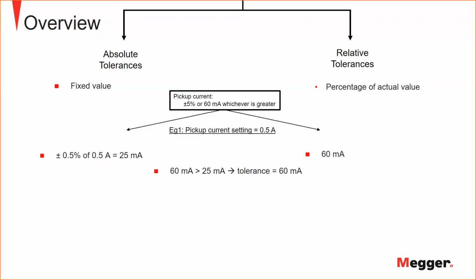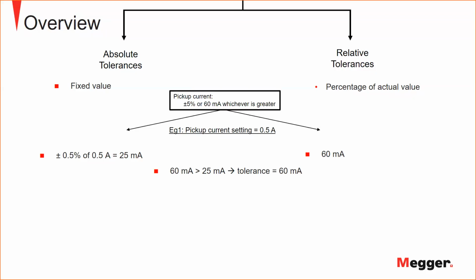Apologies about this, I apparently flipped the absolute and the relative one. So now I will take, according to my relay recommendation, the greater one of them, the 60 milliamps, which is the absolute value. I will take it as my tolerance.